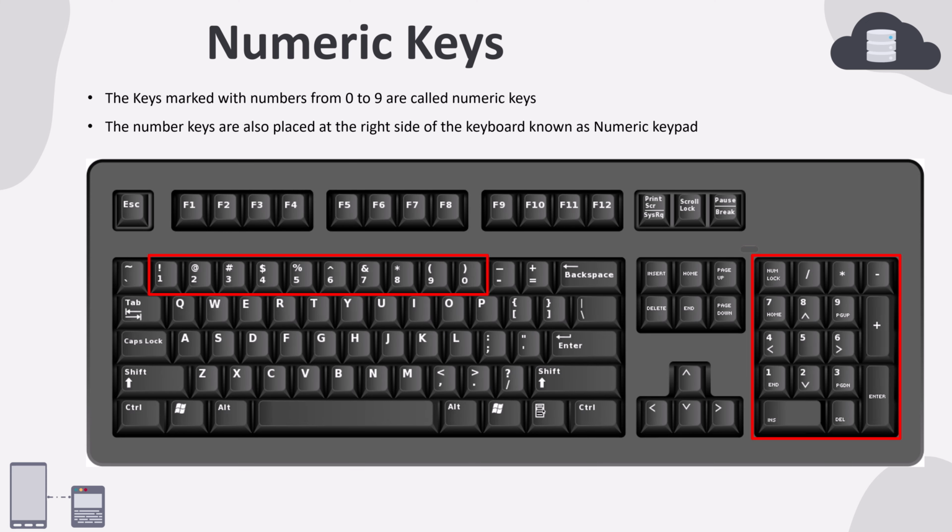Let's see the numeric keys. These are keys marked with numbers from 0 to 9, and the numbers are also placed at the right side of the keyboard. They are known as the numeric keypad. So there are 2 types of numeric keys. This is for the desktop keyboard mostly. There is one side at the right that is called the numeric keypad, and the other side at the top of the keyboard, where you can see there are numeric keys. You can use these to type numbers.